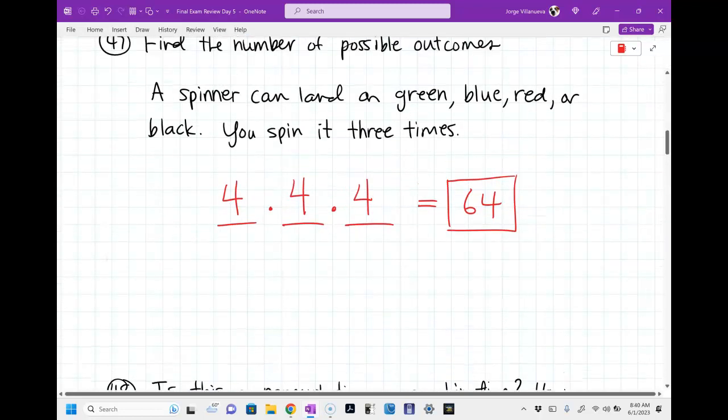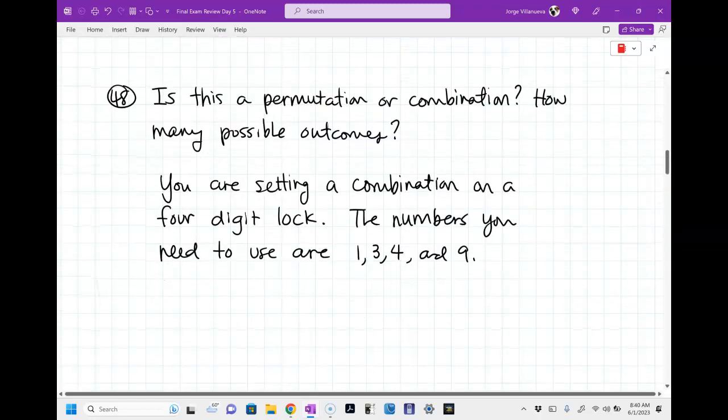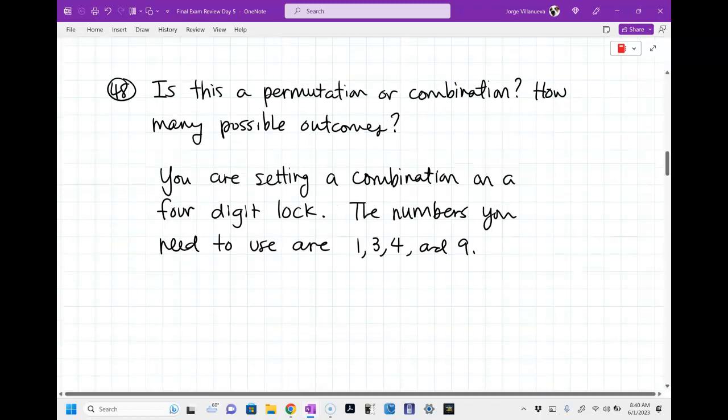By the way, any questions on this one? All right, 48, permutations. Okay? Permutations. Let me give you guys a little bit of time to write this one out.